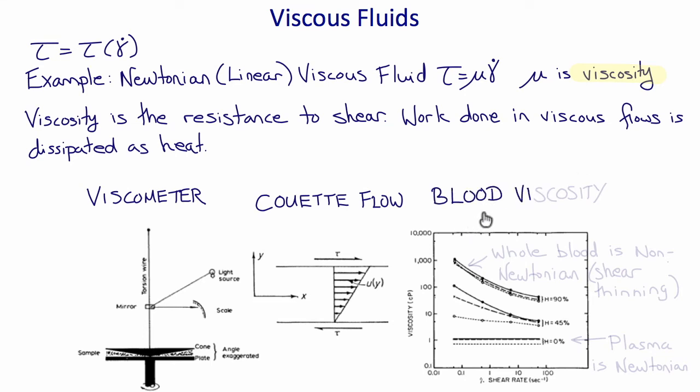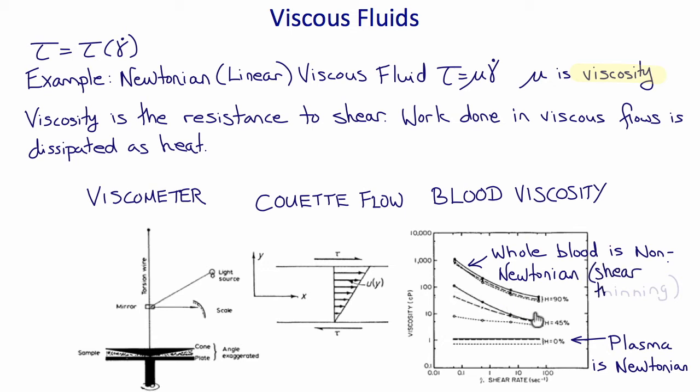This plot shows blood viscosity as a function of shear rate for different hematocrits, which is different amounts of red blood cells. You can see that plasma, where there's no red cells, is Newtonian. The viscosity doesn't change with the shear rate, it's constant. However, whole blood, which has about 45% red cells, has a non-constant viscosity which decreases with the shear stress. So whole blood is a non-Newtonian shear thinning fluid.